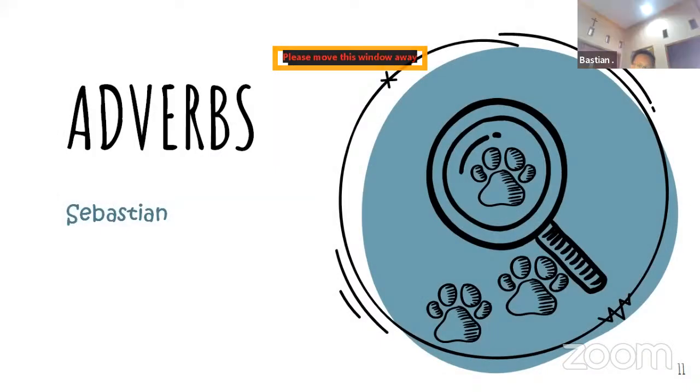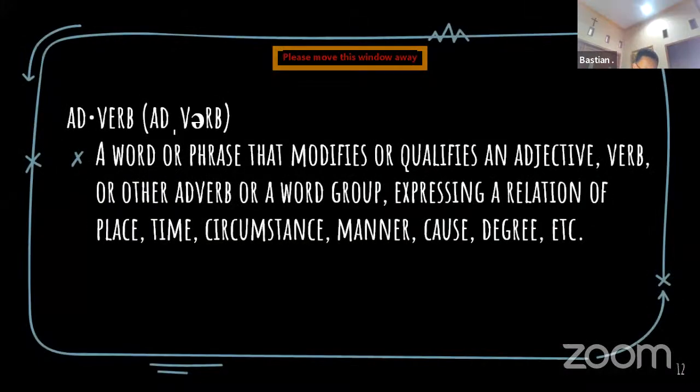All right, so adverbs. An adverb is a word or phrase that modifies or qualifies an adjective, verb, or other adverb or word group, expressing a relation of place, time, circumstance, manner, cause, degree, etc.